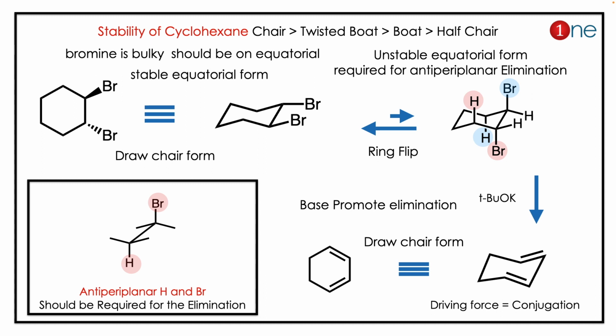Base promotes the elimination reaction. For an elimination reaction, you need to have an antiperiplanar position. Hydrogen and bromine should be antiperiplanar. So the elimination happens, and you have a conjugated alkene. The driving force for the reaction is conjugation. The concept we outline here is that E2 elimination requires an antiperiplanar H and Br position.